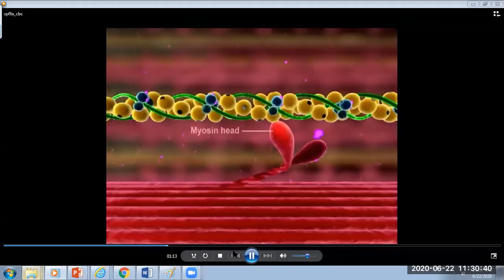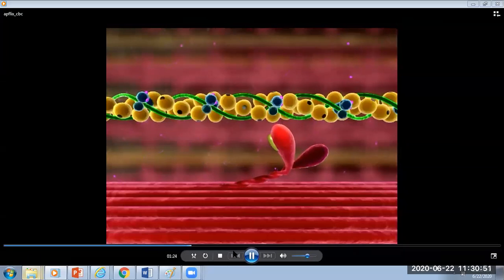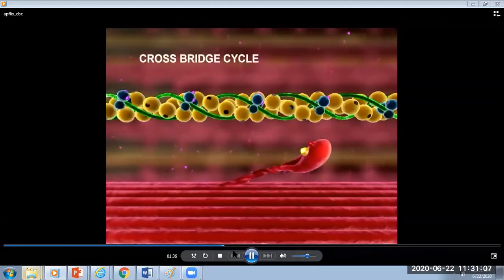Also note that the myosin head must be activated before a cross-bridge cycle can begin. This occurs when ATP binds to the myosin head and is hydrolyzed to ADP and inorganic phosphate. The energy liberated from the hydrolysis of ATP activates the myosin head, forcing it into the cocked position. A cross-bridge cycle may be divided into 4 steps. For our sense, it's going to be 6.